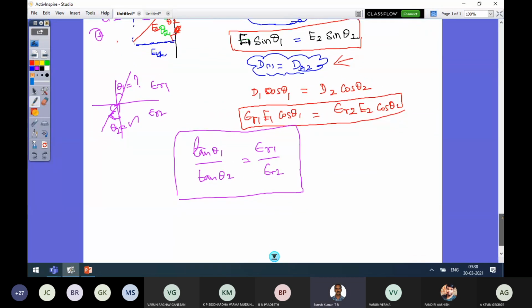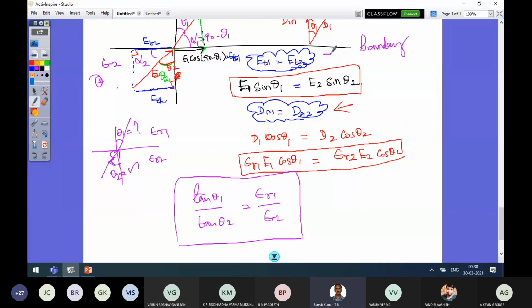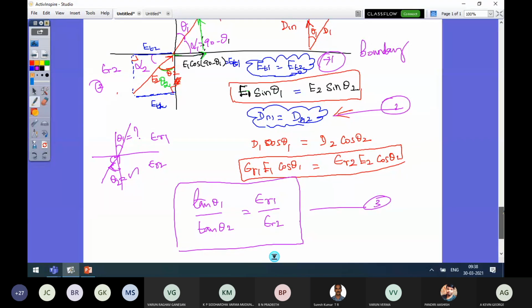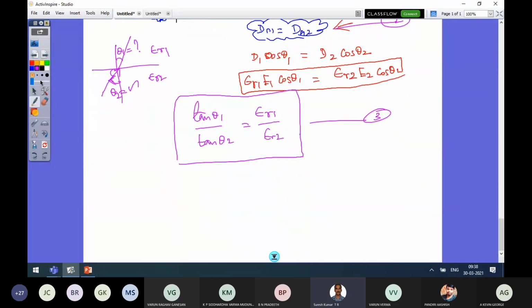Hope this is clear. So these three equations are important: equation 1, equation 2, and equation 3. These three are more than sufficient to get 10 marks in any problem related to the boundary condition. Hope this is clear. No questions. I will move to the other two medium combinations.